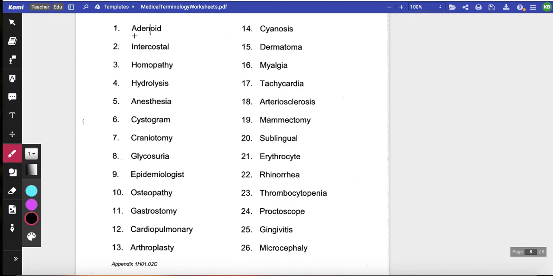So it's adenoid, intercostal, you've seen before. Okay, hydrolysis, anesthesia, cystogram. Okay, so this is going to be a shared O, craniotomy, glycosuria.